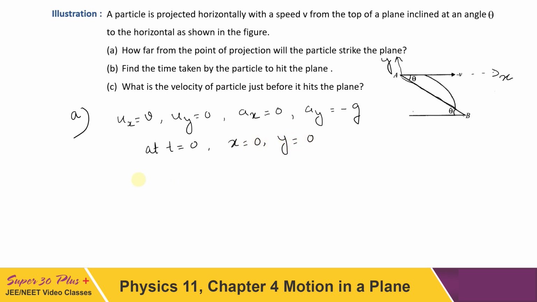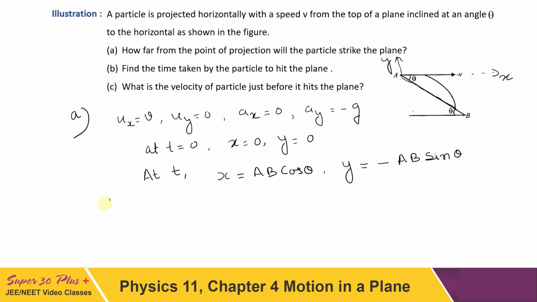Now for the entire journey, if it is taking time t, then at time t we can write delta x will be AB cos theta. As you can see, AB is the range along incline, and if we take its x projection, horizontal projection, that would be AB cos theta. Similarly, y position can be written as minus AB sin theta, because origin we had taken at A.